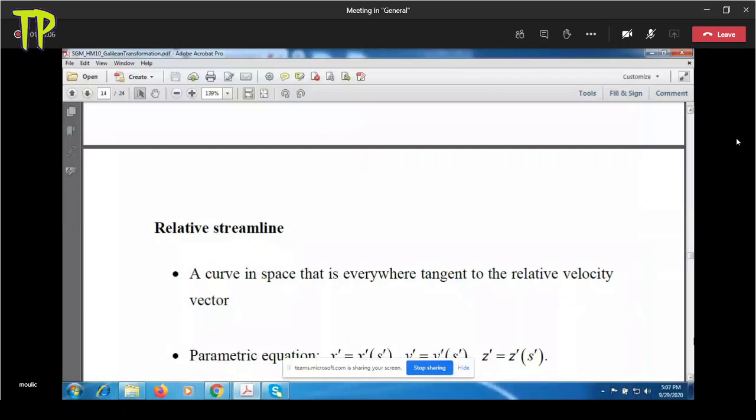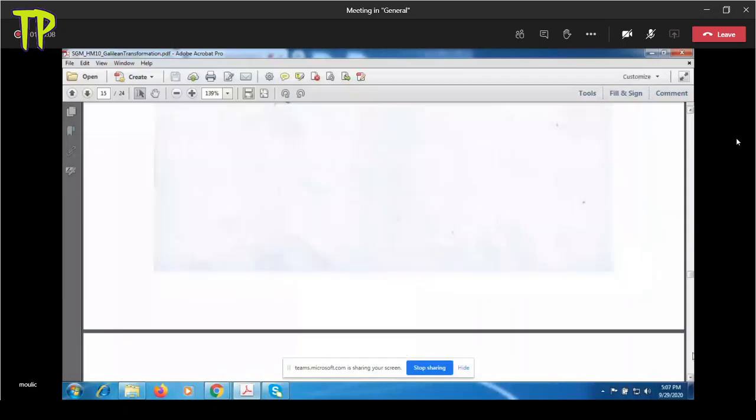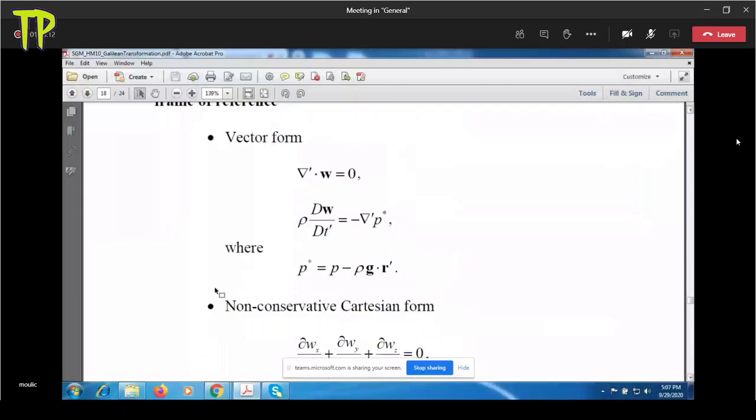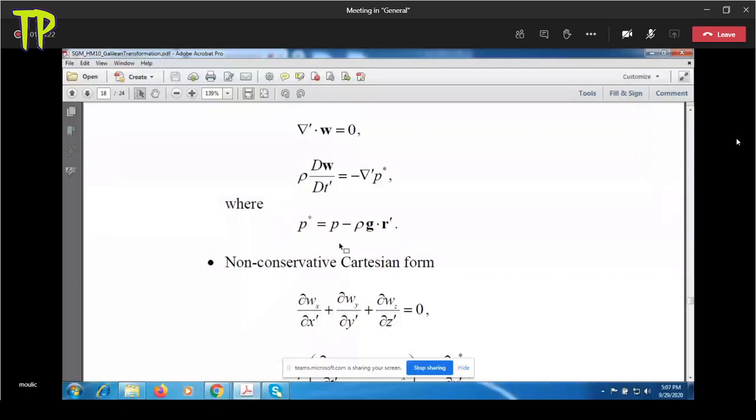So if I look at Euler's equations of motion in the moving frame, all I have to do is use the velocity vector w and say these are the operators in the moving frame.